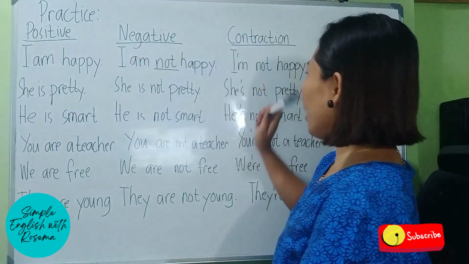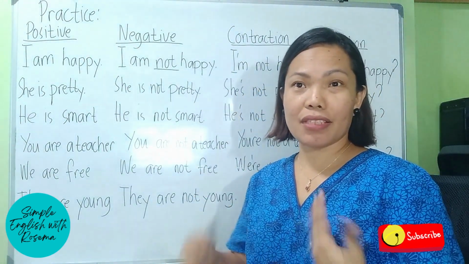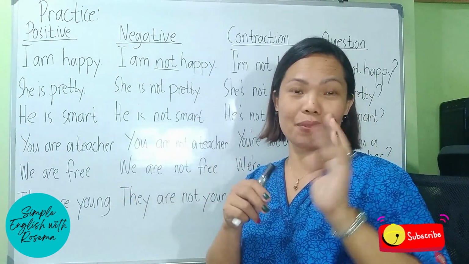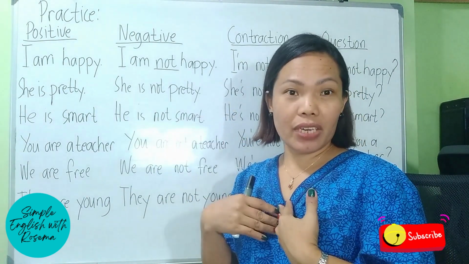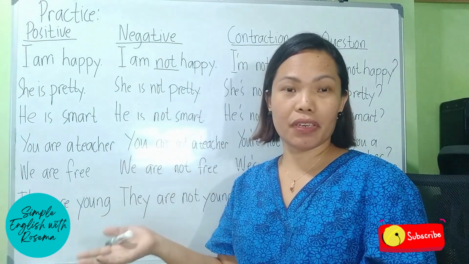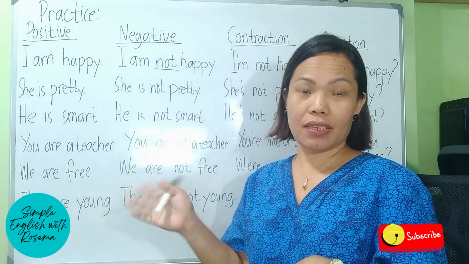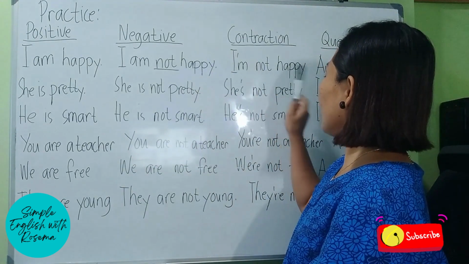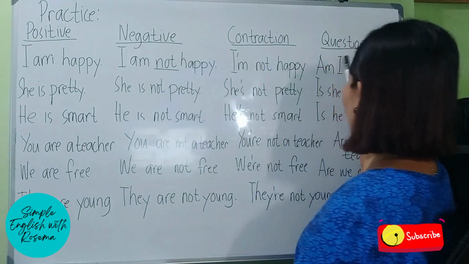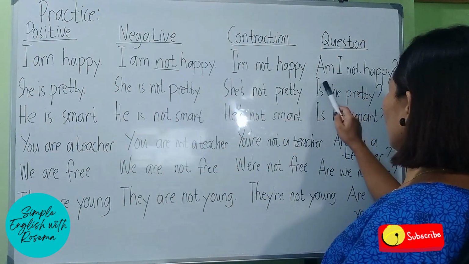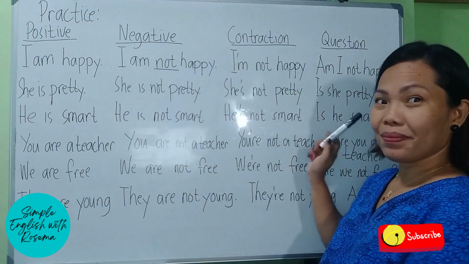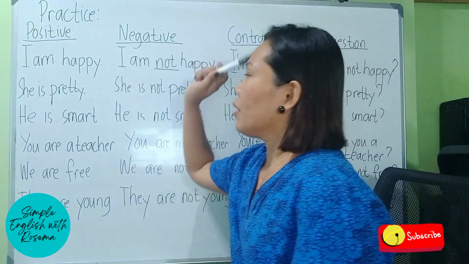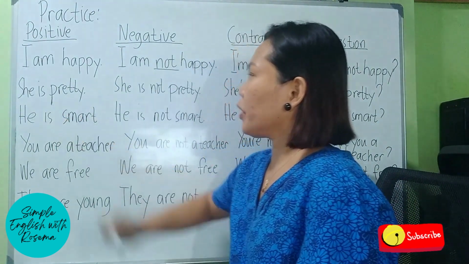Now, for the contracted, as I said before, when we contract, we shorten or combine either the subject and the be verb, or the be verb and the not. So remember that. Now, the contracted form is I'm not happy. And for the interrogative sentence or the question, am I not happy? Or am I happy? Alright? Now, next example is she is pretty.